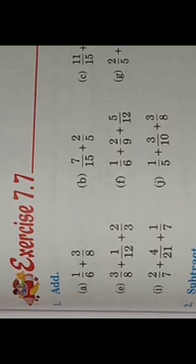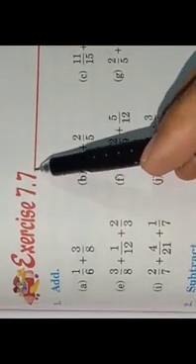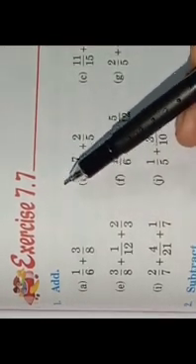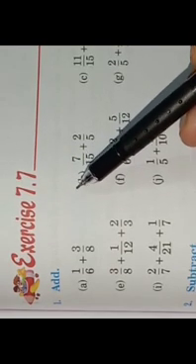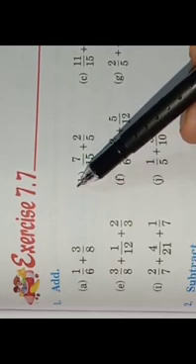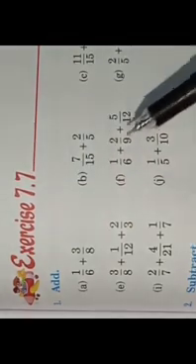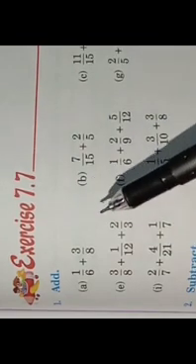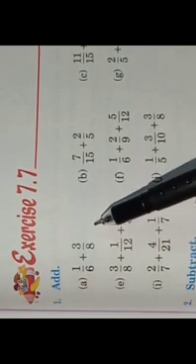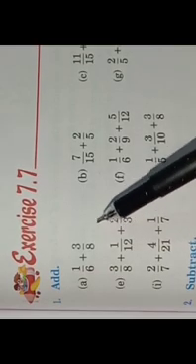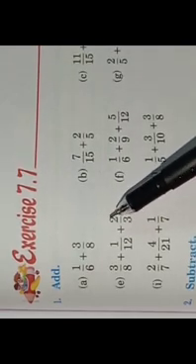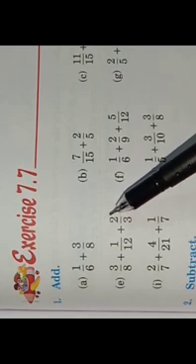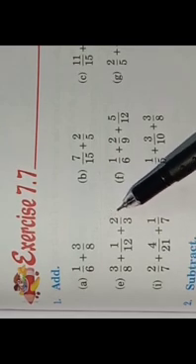Now let's start exercise 7.7. We have already learned how to add or subtract two like fractions, that is, the fractions with the same denominators. Now we need to add or subtract fractions with different denominators, that is unlike fractions. So how can we add or subtract them? Well, we know how to convert unlike fractions to like fractions.